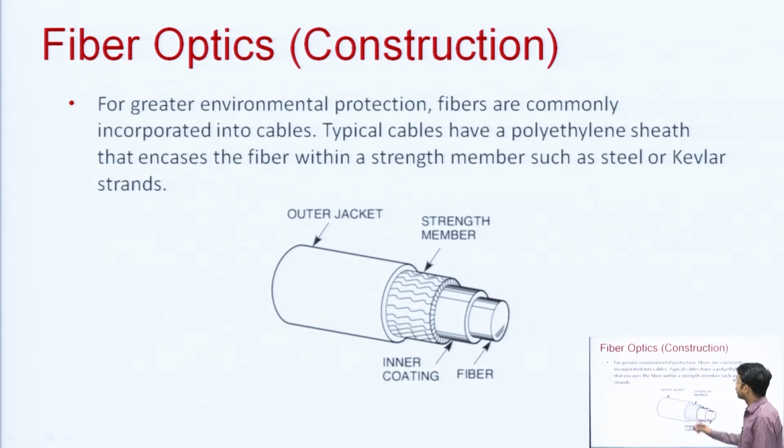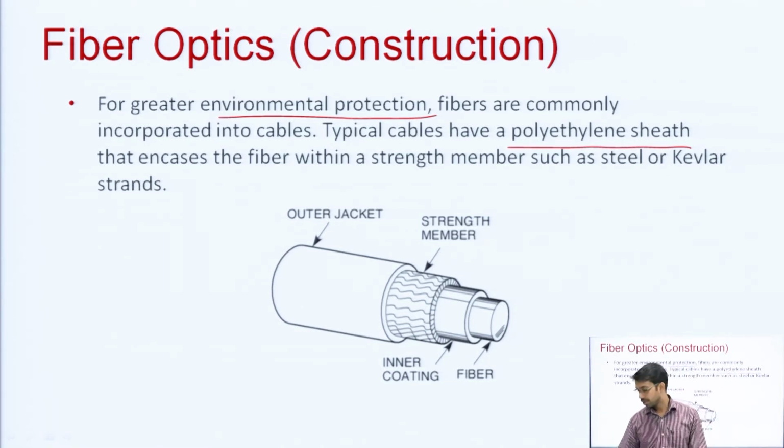For greater environmental protection, fibers are commonly incorporated into cables. Typical cables have a polyethylene sheath that encases the fiber within a strength material such as steel, Kevlar strands, etc. So, this is the polyethylene sheath. Inside this there is a strength material, then inner coating, and then cladding, and then the fiber core. So, this is the construction of optical fiber.